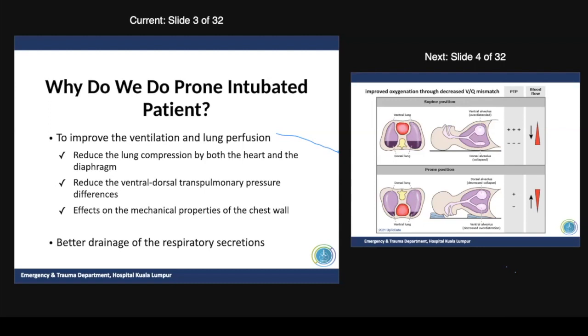Kita nak perfusion. So I will show later the diagram. The ventilation and lung perfusion is because reduced by proning, it will reduce the lung compression by both the heart and the diaphragm. Also, it affects the ventral dorsal transpulmonary pressure differences and effects on the mechanical properties of the chest wall. And other thing is, it helps to better drainage of the respiratory secretion.